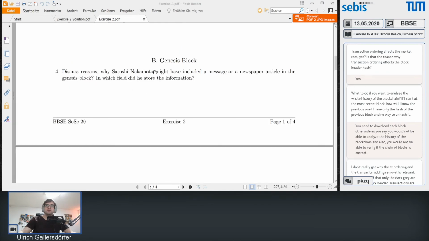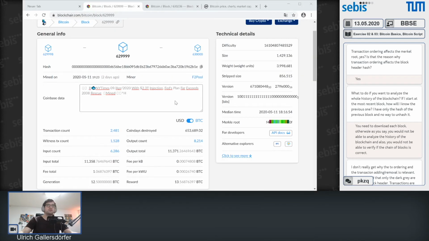Discuss reasons why Satoshi Nakamoto might have included a message or a newspaper article in the Genesis block. In which field did he store the information? So just to recall, let's look back at Chrome here. This is exactly what they did here. That's where also Satoshi Nakamoto included it. Now let's go to the first block, then you see it.